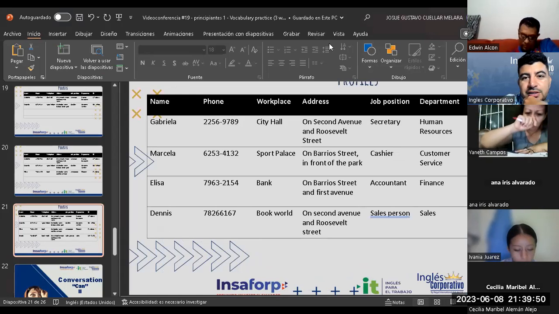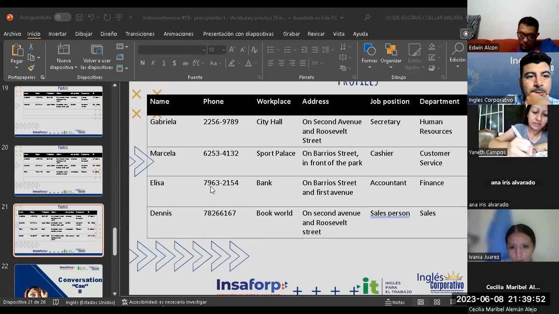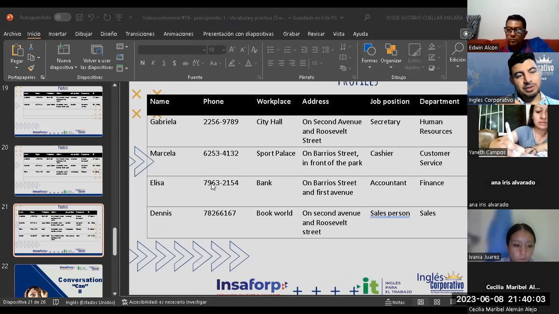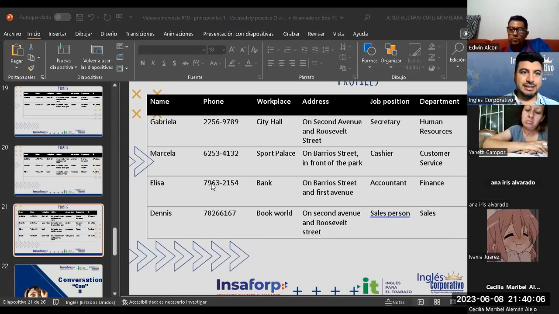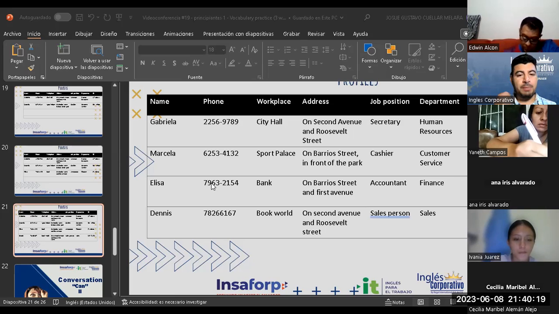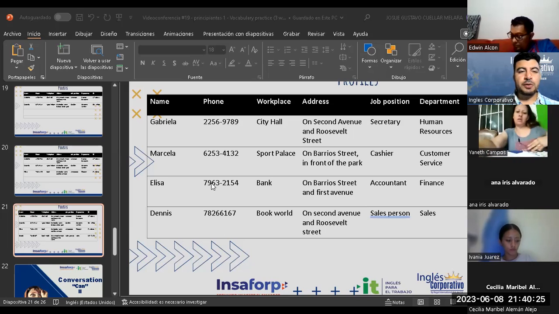Okay, so if you notice, here we have the complete info. Maybe in some numbers, quizá hubo dificultades en algunos números, one or two numbers. But the general information, you already got it. The other participants who wrote, it's okay. If you wrote Gabriela, Marcela, Elisa, nice. Workplace, if you wrote bank, sport palace, secretary, cashier, accountant, all of these words are very important.